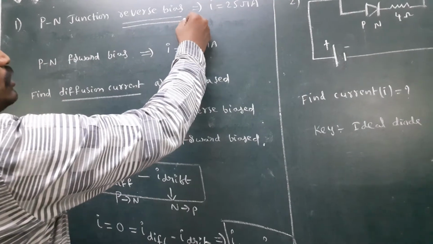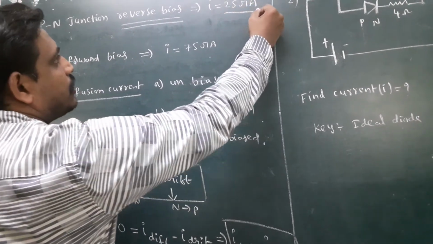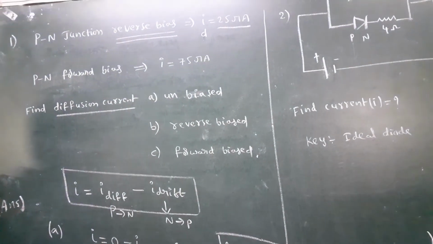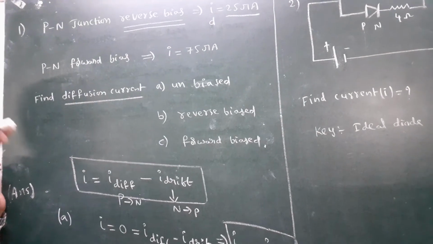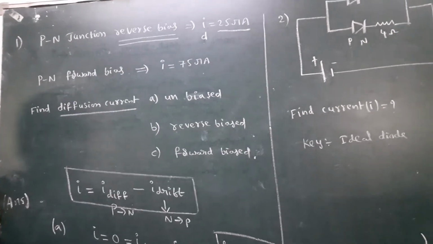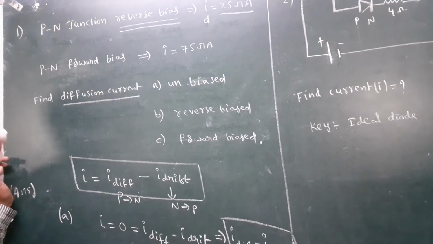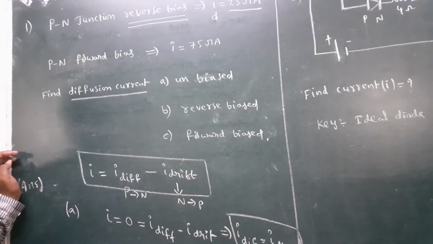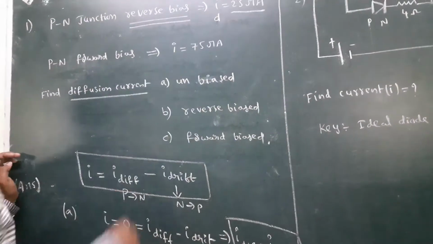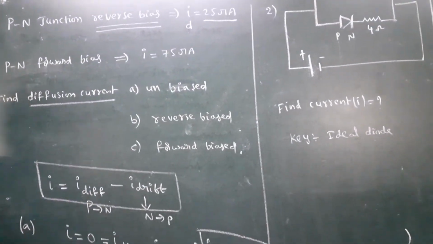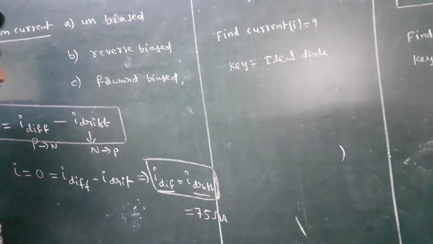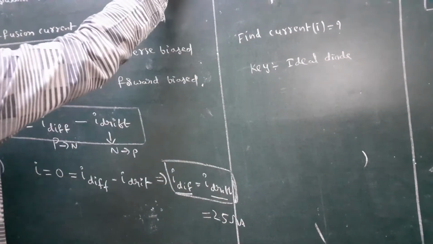In reverse bias, only the current produced by minority charge carriers flows. What is that current called? Drift current. In reverse bias, the current is produced due to minority charge carriers. In some cases that current is neglected because it is in microamperes, very small. Here the current given is 25 microamperes, so the drift current is 25 microamperes.